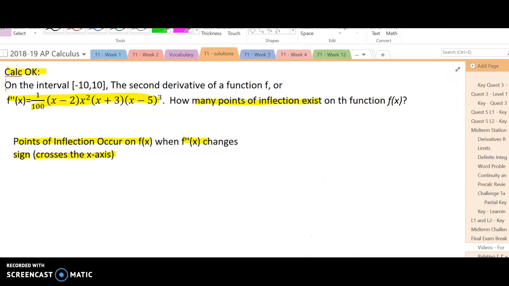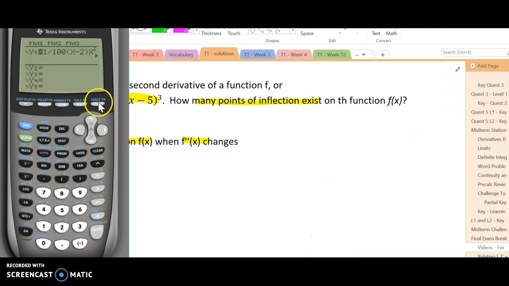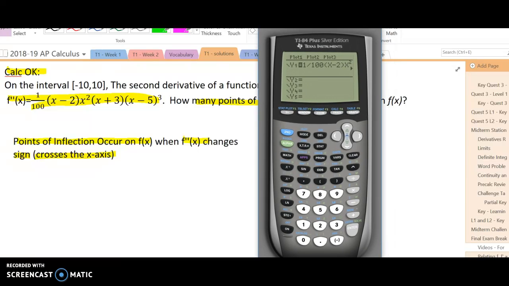just like it shows. But before I graph it, the problem said on the interval from -10 to 10. So I'm going to adjust my window to make sure that I have that. -10 to 10, the y-min is -10, and y-max is 10. And we may or may not need to adjust that, depending on what the graph looks like.